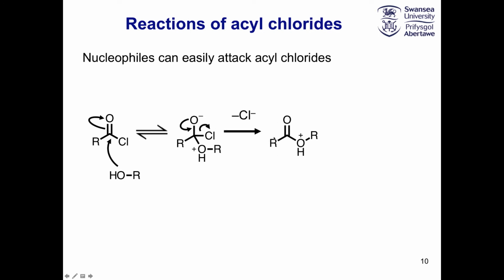If I draw this species out differently, you can see again that this proton can leave to give the product. You can adapt this mechanism to hydrolysis or acid anhydride formation by changing what the R group is, or you can change it to amide formation by changing OR to NR2.